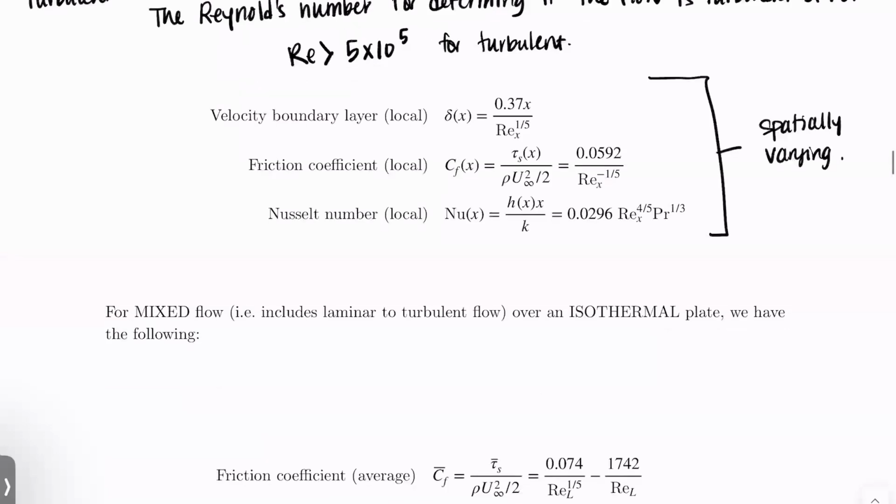Okay, so just real quick, I'm going to take this last expression and, just like before, solve for h, because that's what we're going to be most interested in. So we have k over x times 0.0296, Reynolds number at the location x to the 4/5 times Prandtl number to the 1/3. This is the utility for us.